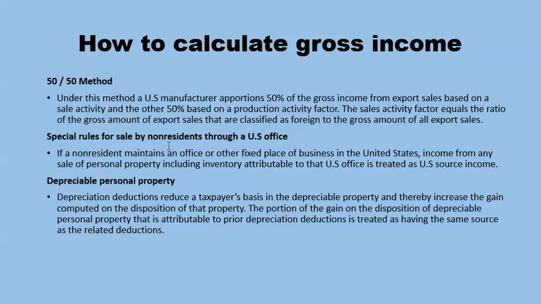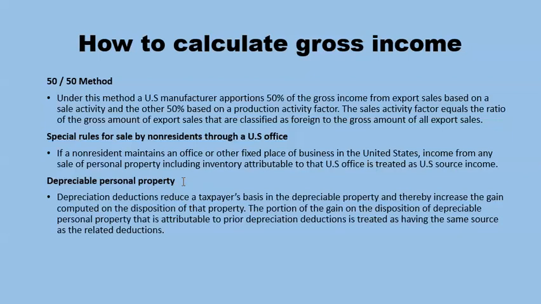Special rules for sale by non-residents through a U.S. office. If a non-resident maintains an office or other fixed place of business in the United States, income from any sale of personal property, including inventory, attributable to the U.S. office is treated as U.S. source income.